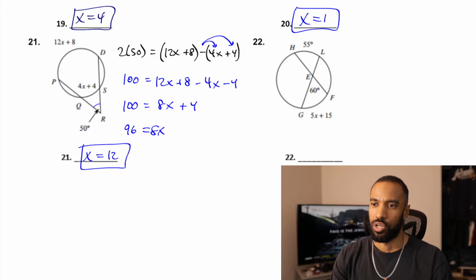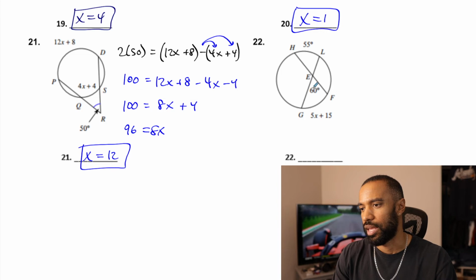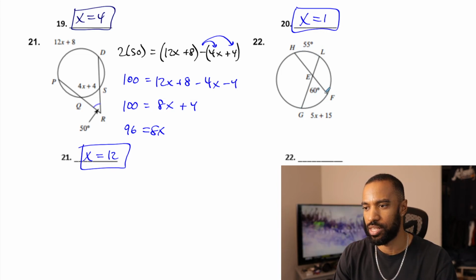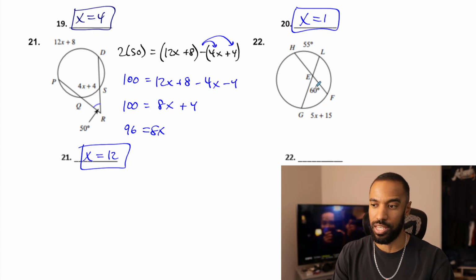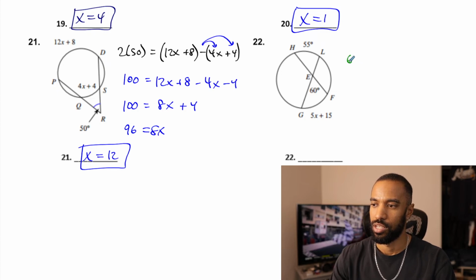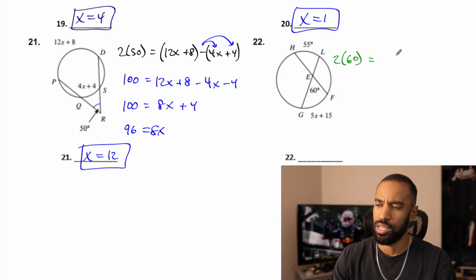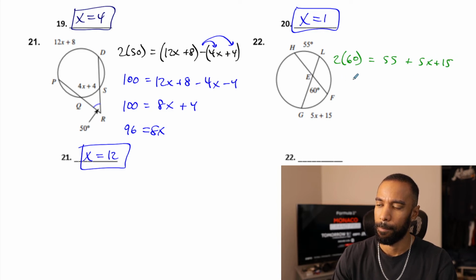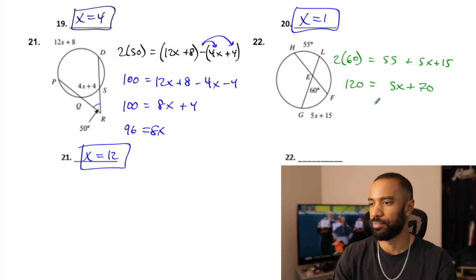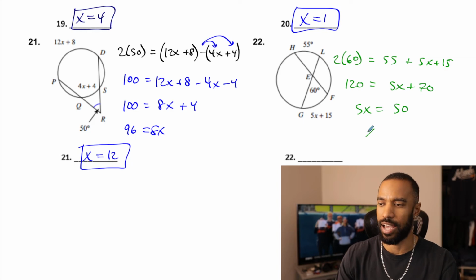And lastly, on this circle set on these problems here, 60 is half of the sum of these two. 60 is half of this plus this. So if you double 60, then you get this plus this, right? These are double the 60. So 2 times 60 equals 55 plus 5x plus 15. 120 equals 5x plus 70. Subtract 70, you get 5x equals 50. Divide by 5, you get x equals 10.